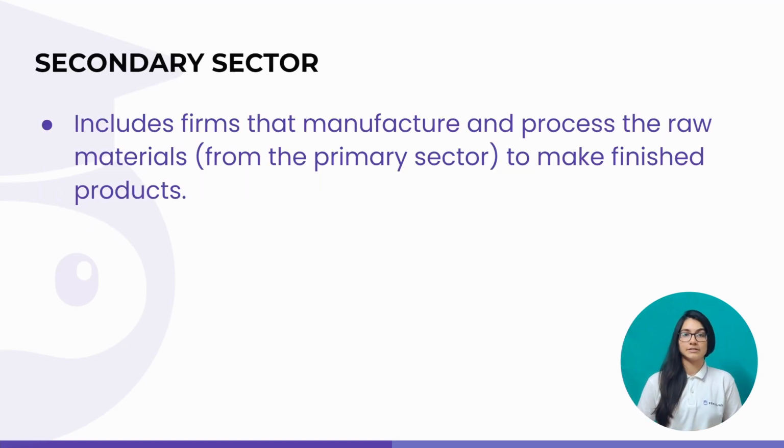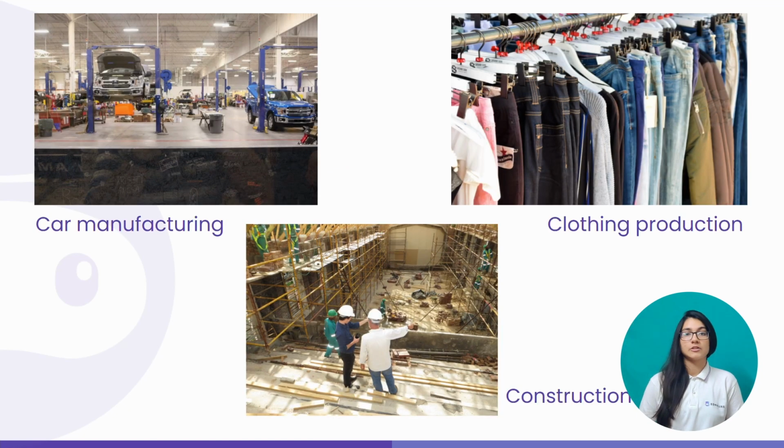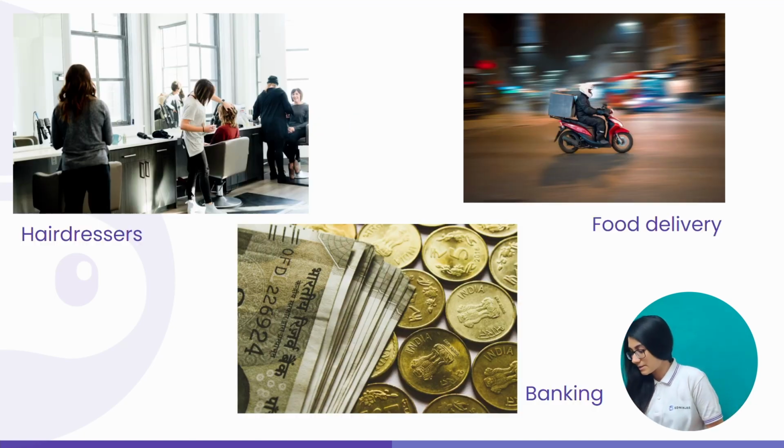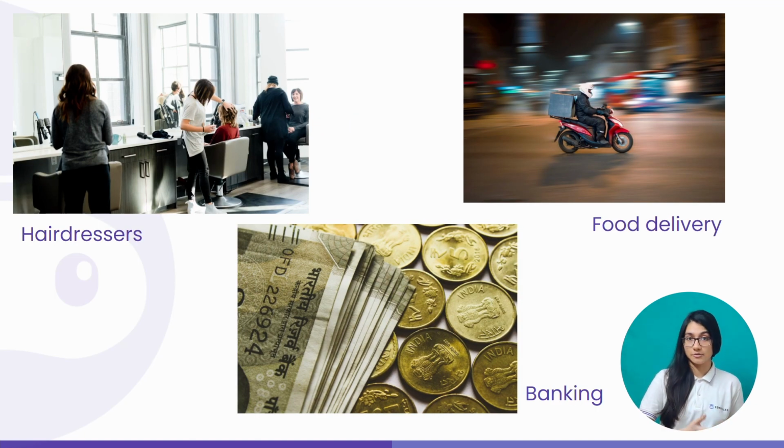Moving on to the secondary sector, it involves all the firms that use the raw materials that were obtained from the primary sector to process them and manufacture them so that they can be converted into final and finished products. Examples of secondary sector businesses include car manufacturing, clothing production, and construction. Finally, the tertiary sector. It includes all the firms that provide services to other businesses and consumers. Examples of such businesses include hairdressers at your salon, food delivery, and banking services.